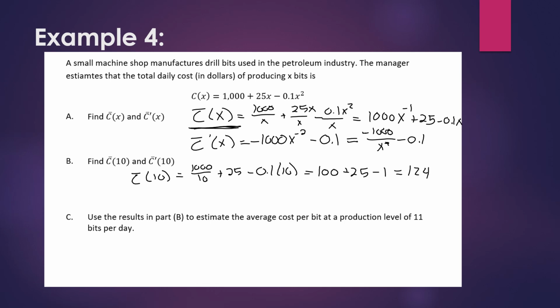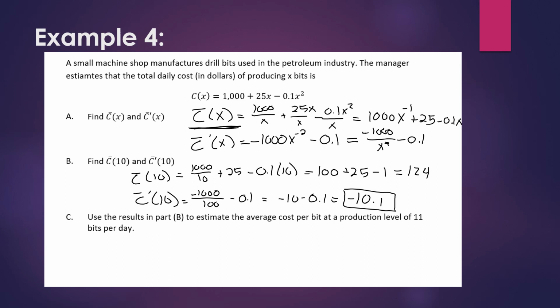So if we were to increase production, let's say we're trying to make like an 11th drill bit, how much would that bit cost? So we're looking at C bar prime of 10. So this would be negative 1,000 over 10 squared, over 100, minus 0.1. So this would be negative 10 minus 0.1, which would be negative 10.1. So we're saying that if we were to increase our production by 1, the average cost of a drill bit would decrease by $10.10. And this makes sense. As you mass produce, the average cost tends to go down. That's why people mass produce things.